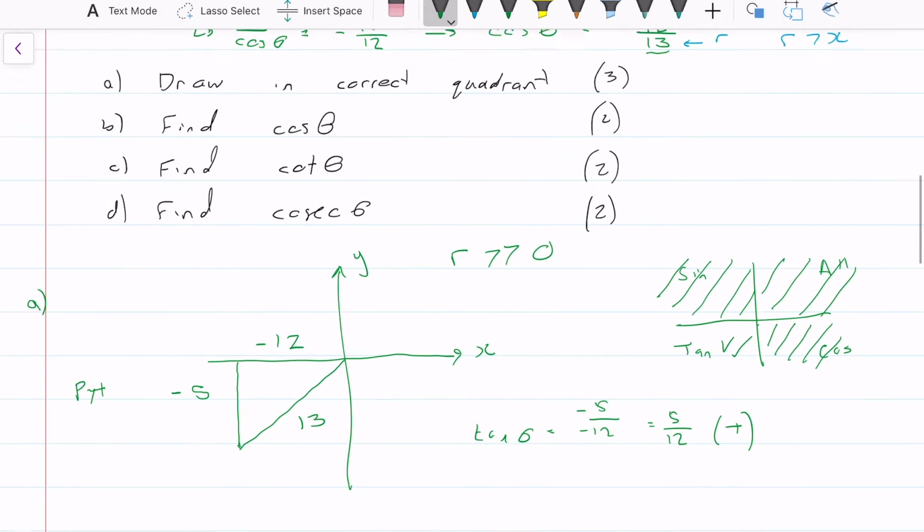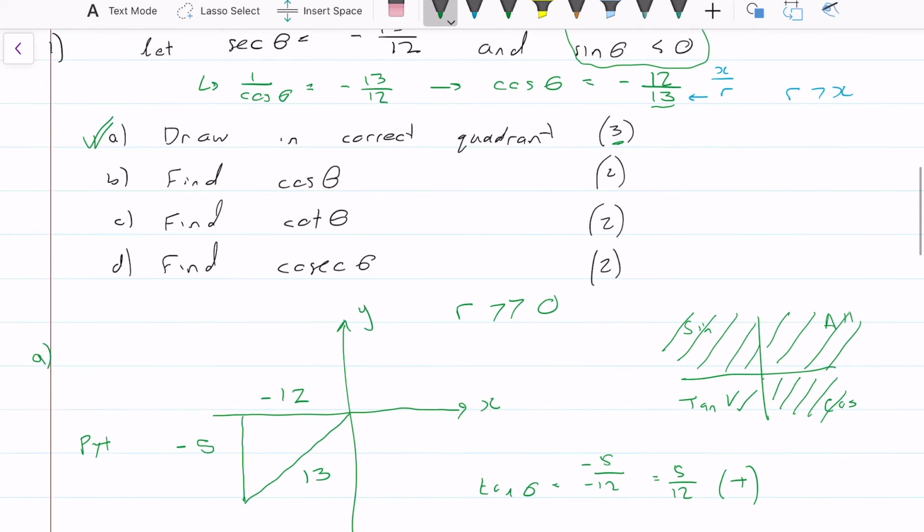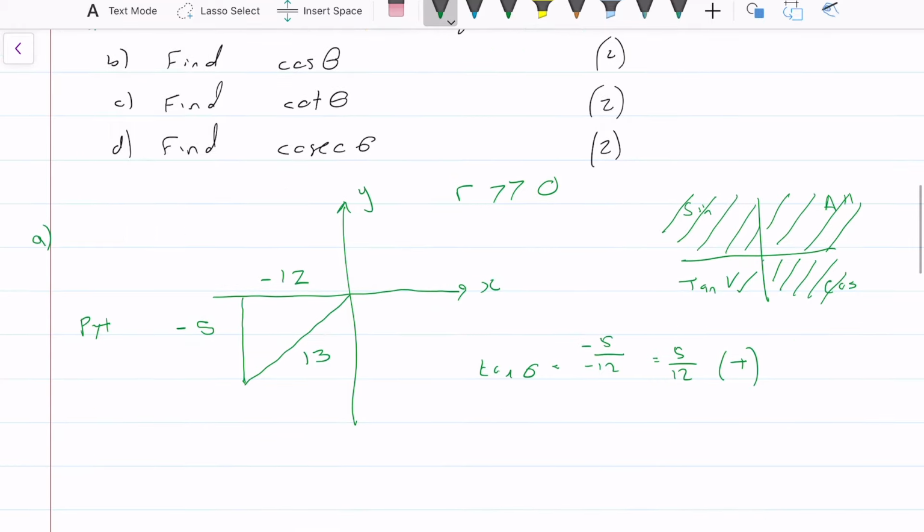So we've done question A. Again, drawing the diagram is probably the most important part, and it's worth 3 marks normally. But if you get the diagram wrong, then you get all of these wrong. So make sure you spend some time making sure that your diagram is correct.